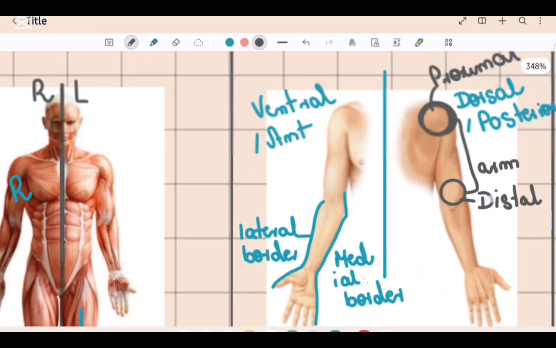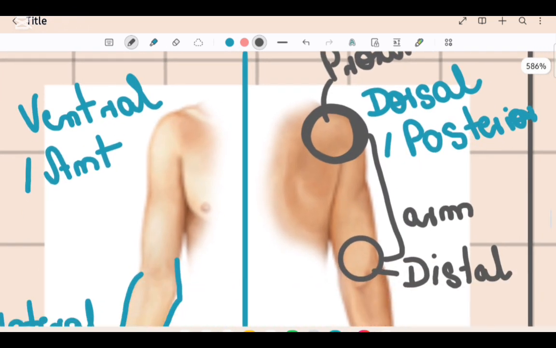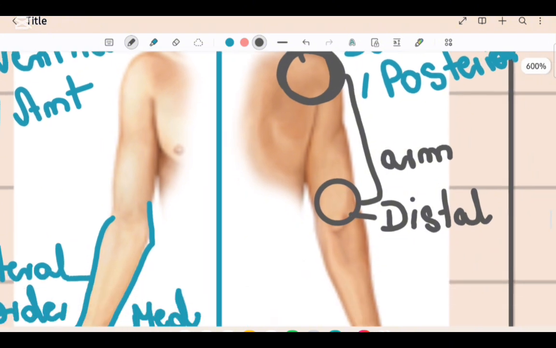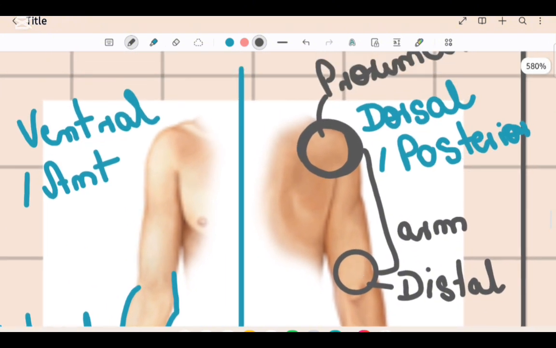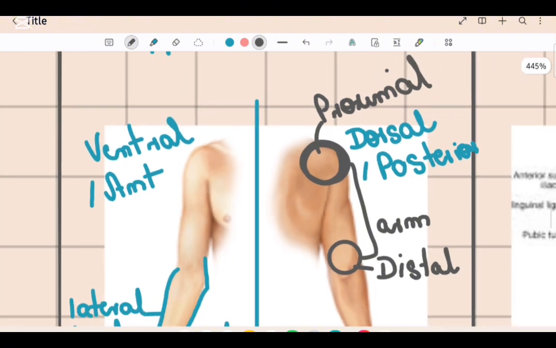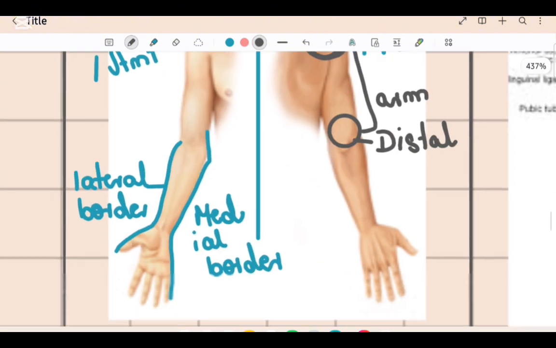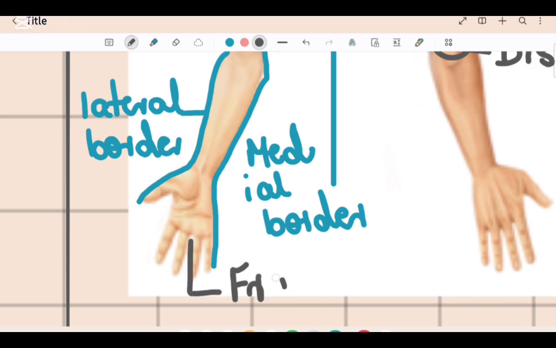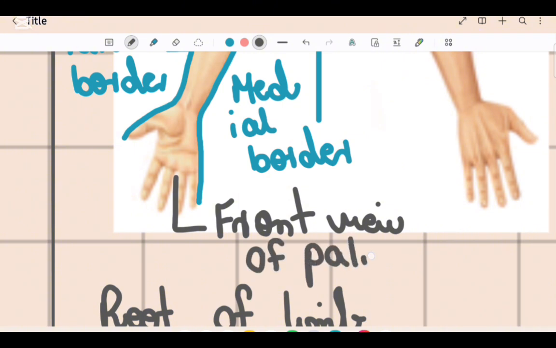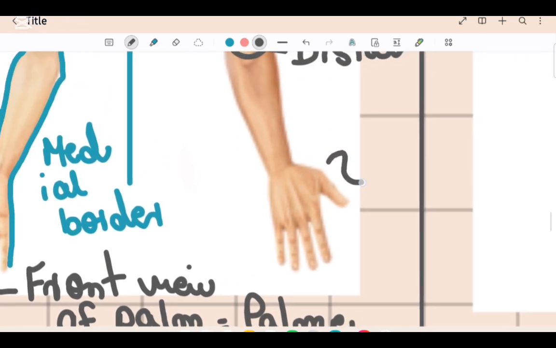Okay, so if you see here, this is your shoulder joint, and the shoulder joint is proximal to the elbow joint, which is away from the root of the limb, because at the shoulder joint your limb is getting attached to your body, or the trunk. Now we have palmar. Palmar is the front view of your palm, the palmar side. And if you're viewing your hand from the back side, that is called the dorsum of your hand.